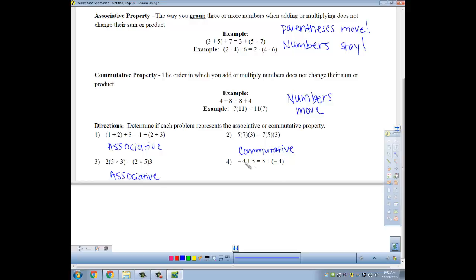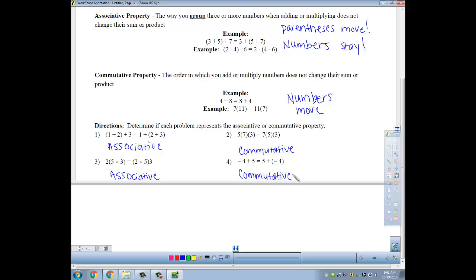And then number 4, negative 4 plus 5 equals 5 plus negative 4. So here the numbers switch spots. There's parentheses on the right side, but no parentheses on the left. That's just to tell you that this 4 is a negative 4. It was a little bit more obvious on the left side since it was the first number. So that's the only reason they had parentheses. So since the numbers switch, that's the commutative.